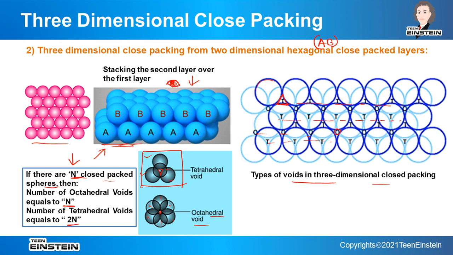Because there are two types of voids, it depends on what type of void we use for placing the third layer, because until now we are just at the second layer, okay, and in the second layer we can see two types of voids. Now depending on these two types of voids, if we place the third layer on tetrahedral voids, there will be one type, and if we place the spheres on the octahedral voids, there will be another type, okay.